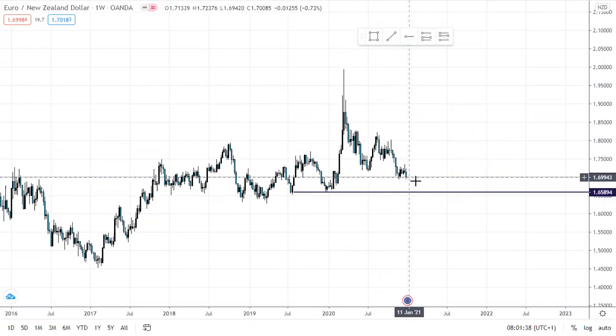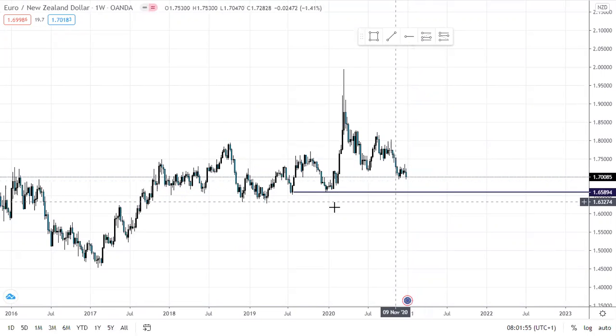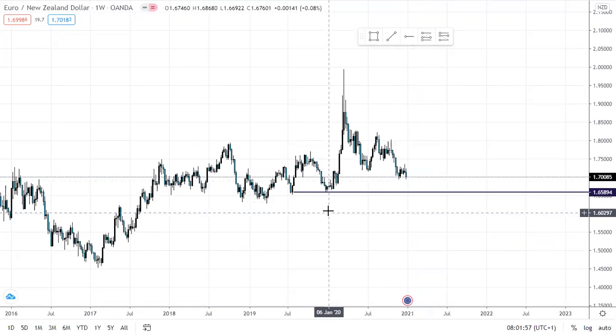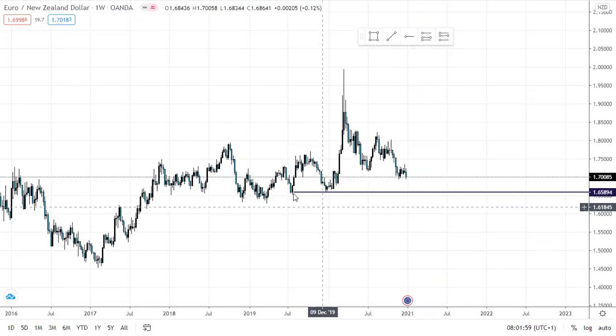This is where price is as of the 2nd of January 2021, and price is looking to break below this point. Do you get what I'm saying? Once price breaks below this point, you're expecting the next stopping point to be here, around 1.65894. Bear in mind, this is the weekly time frame.